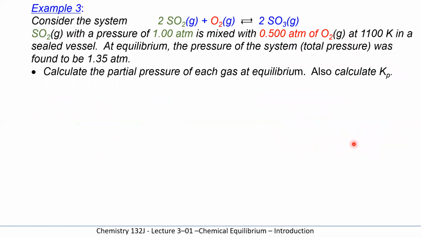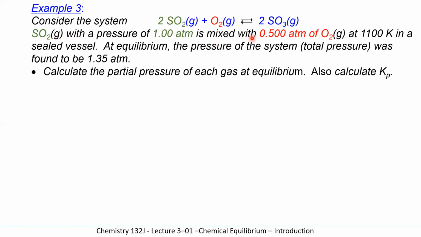Now let's look at a third example. This is an equilibrium involving sulfur dioxide and oxygen in equilibrium with sulfur trioxide. What we're given is that the SO2 gas had a pressure of 1 atmosphere.